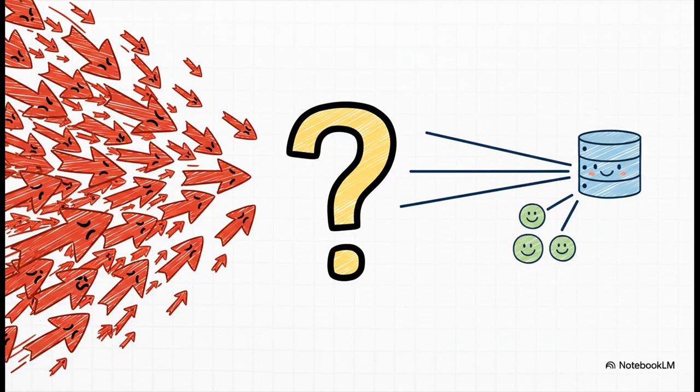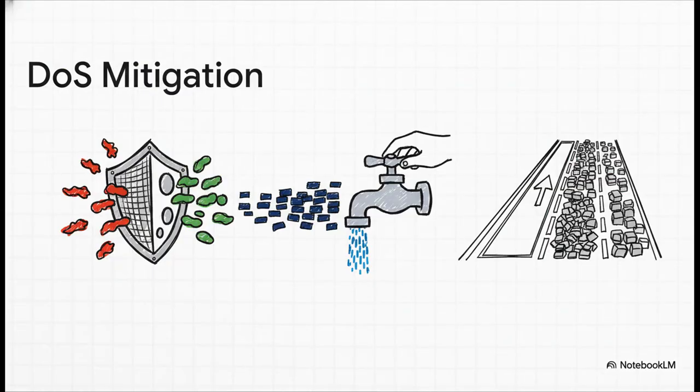In our final STRIDE category, denial of service, the attack that tries to make our system unavailable to its legitimate users. How do we keep our application running and available, even when it's under attack? Here, it's all about managing access and resources. Appropriate authentication and authorization help by making sure only legitimate users can access resource-intensive parts of the system.